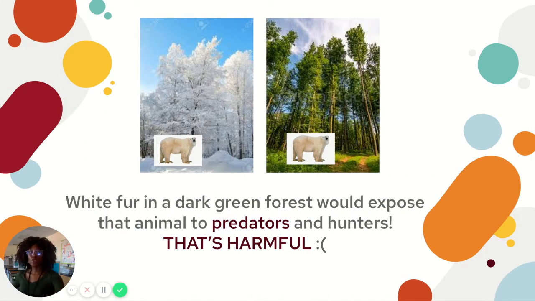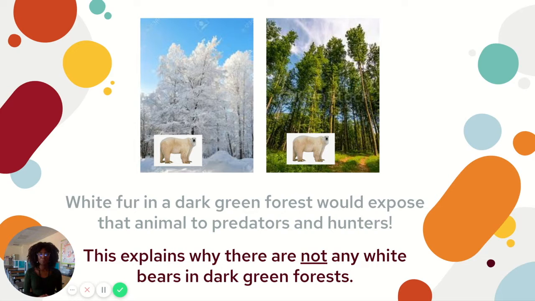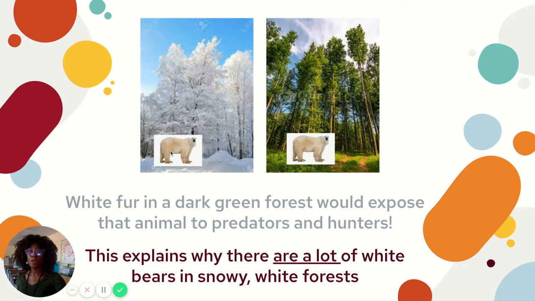White fur in a dark green forest, so look over here, white fur in a dark green forest, this bear would stick out, right? So predators and hunters would be able to attack it. While white fur in a white forest, the predators and hunters wouldn't be able to really see that polar bear. So the polar bear will be able to live and breathe and be happy and reproduce, and it'll be awesome, right? So this kind of thing tells us why there aren't really white bears or white rabbits in green forests. And that also tells us why there are so many white bears and white rabbits in snowy areas.